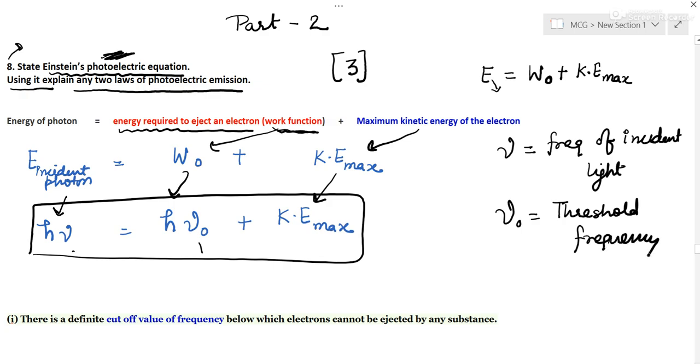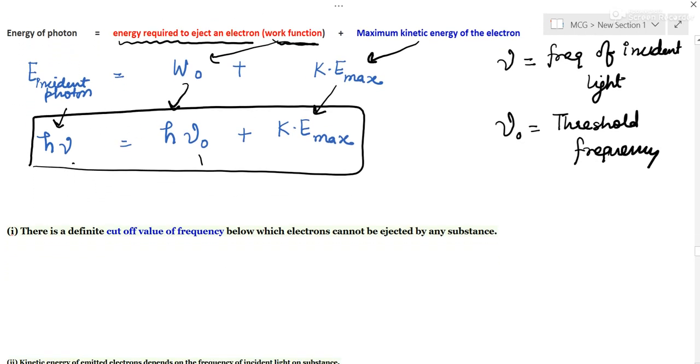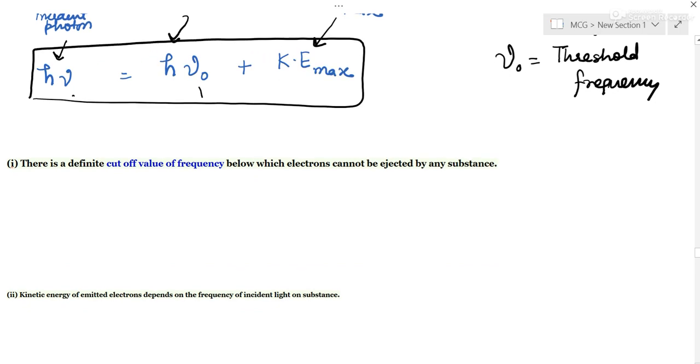Coming to the second part of the question, which says using it you have to explain any two laws. This is of 2 marks. How would you do it? You will pick up these two laws particularly. There are 4 laws, but these two can be shown mathematically, explained on the basis of Einstein's equation. So let us see.